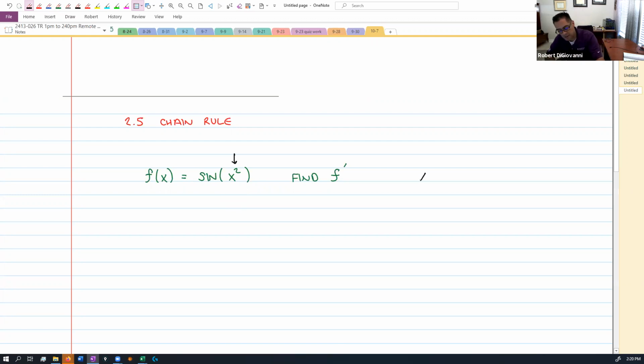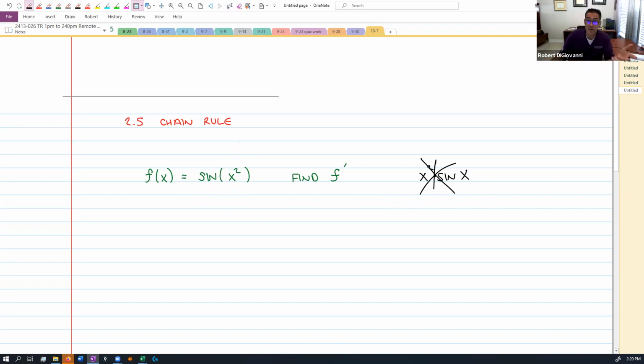This right here would be a product, right? If I had x squared times sine x, yes, that is a product. I agree with you. But that's not what we have. We have the x squared living inside the sine. Y'all see the difference between a product and this?